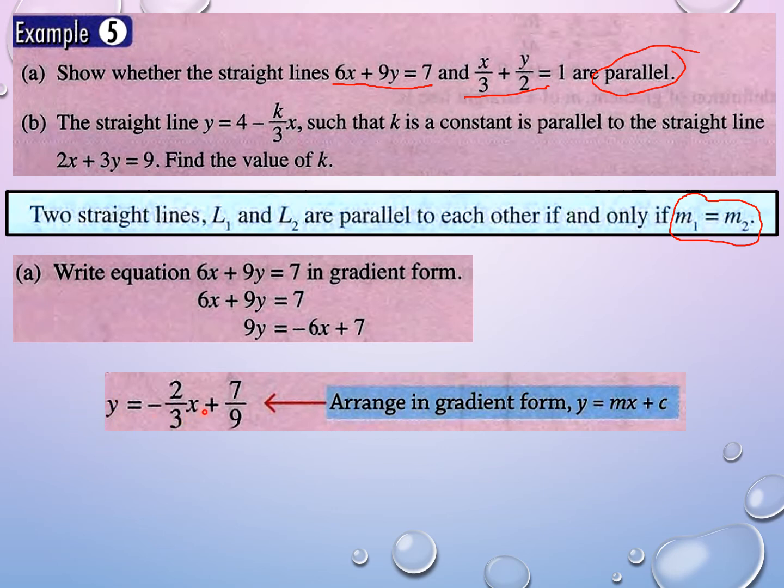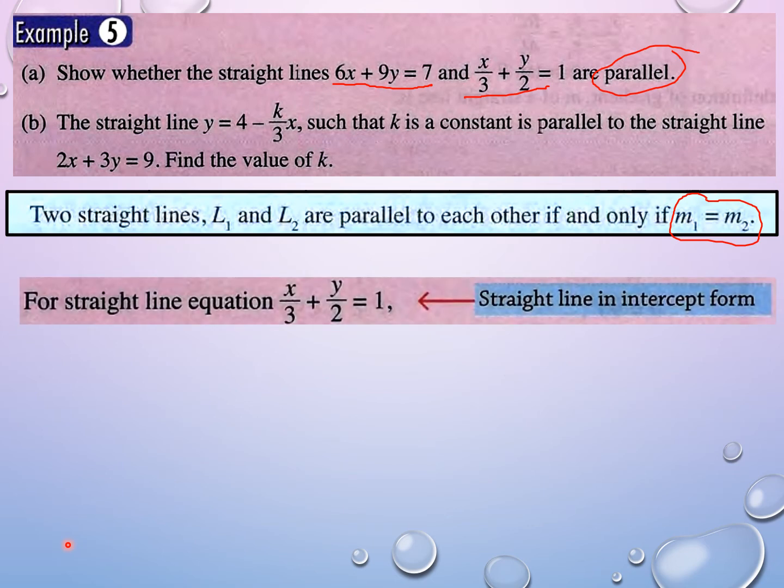From here, remember the general gradient form: y equals mx plus c. So m is the gradient. If we compare, m will be -2 over 3, and c will be the y-intercept. So the gradient for the first line is -2 over 3. We just take note of this first. Then we go for the second line.